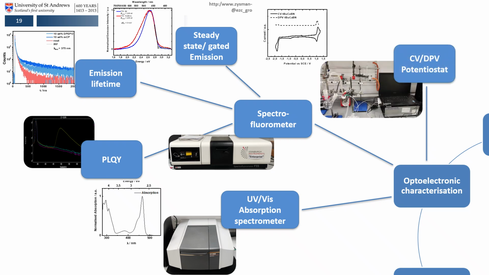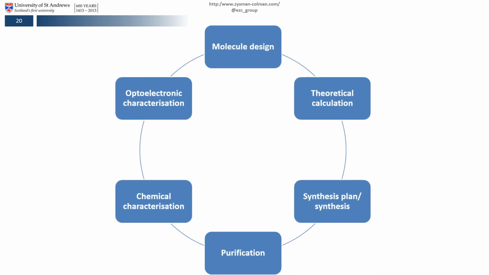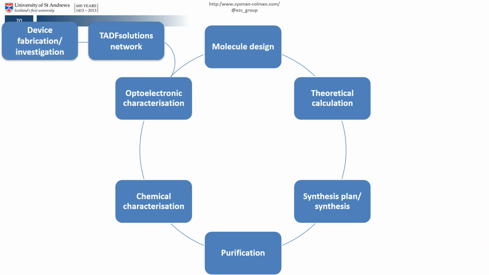Another instrument we can use is the CV-DPV potentiostat, where we can measure the oxidation and reduction potential of our compound. Once a compound went through all these processes, we will get in touch with our collaborators at the TADFSolutions Network, and they will take care of the device fabrication and device investigation.